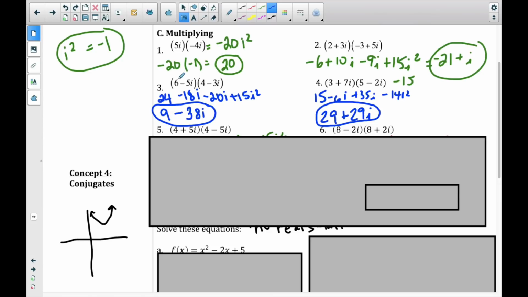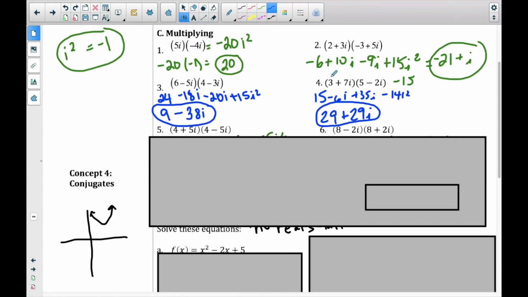Okay, on number 3, when we multiply this out, we get 24 minus 18i minus 20i plus 15i squared. Well, plus 15i squared is actually minus 15. And so if we add our like terms, we have 24 minus 15, and 24 minus 15 is 9. We have our two like terms in here, a negative 18i and a negative 20i, and those can combine to be a negative 38i.